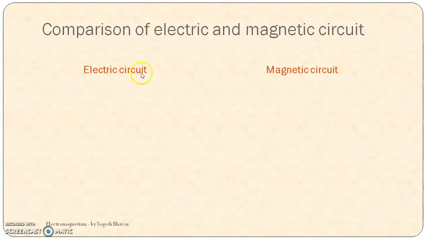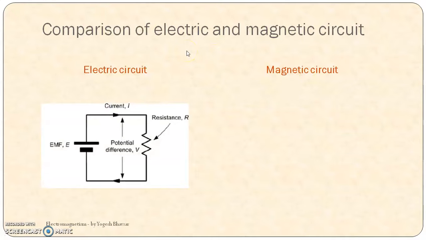Electrical circuit at one side and the magnetic circuit on the other side. Basically, the basic electrical circuit will contain the battery source, which is an EMF, a conductor having a resistance R, and the current which is flowing through that conductor. So this is a simple circuit.